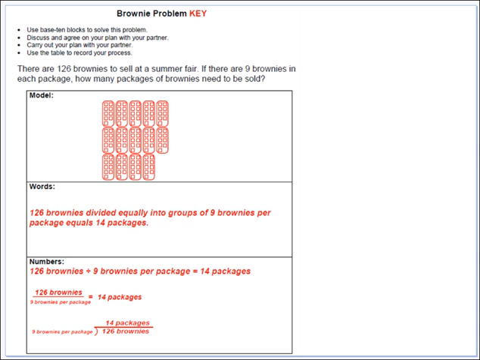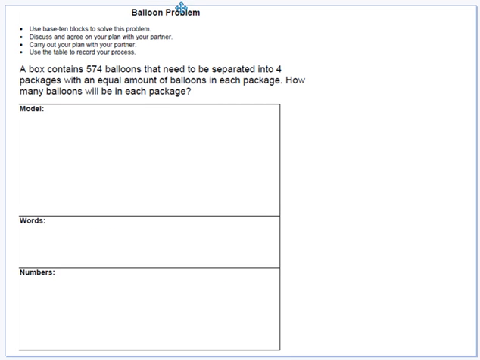Okay, so here's your answer key for the brownie problem so that you can see the picture model, the problem in words, and then the problem in numbers, which I'm sure that you guys did right, but there's your answer key for that. Then what I need you guys to do is go through and do the same thing for the balloon problem.